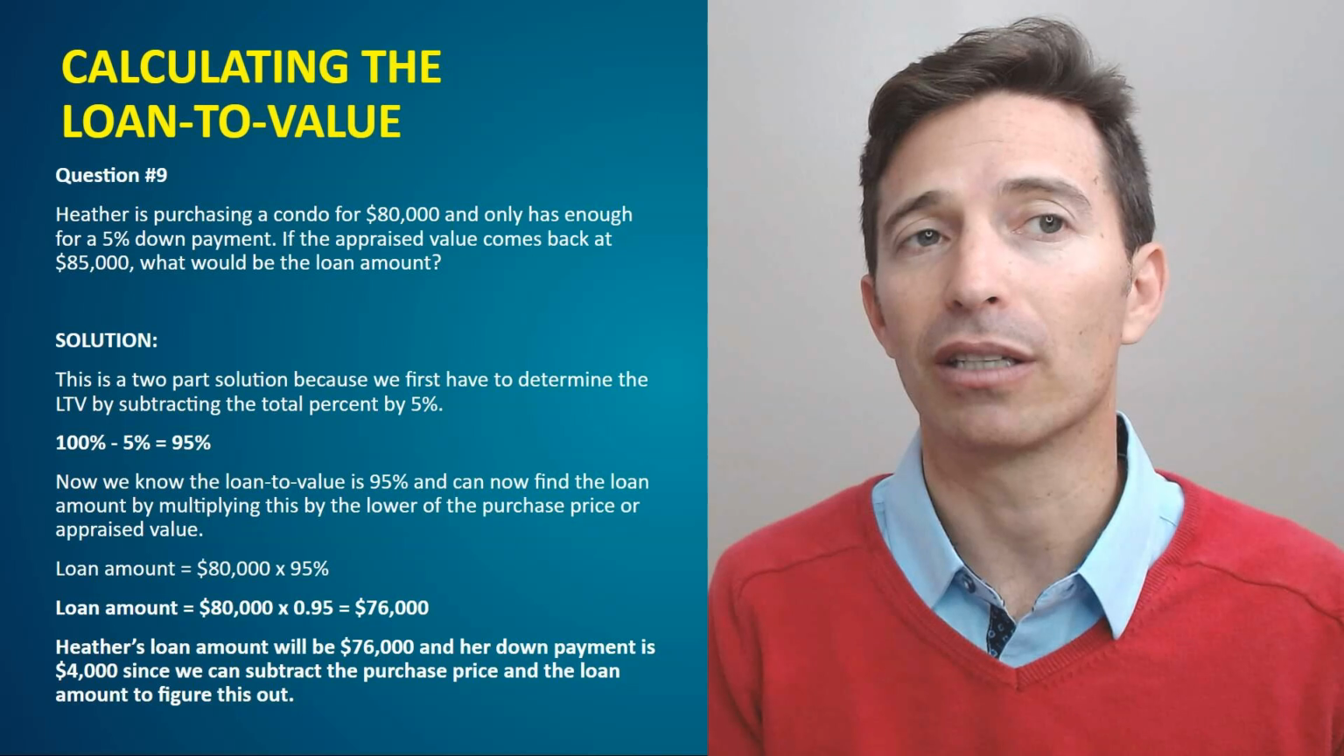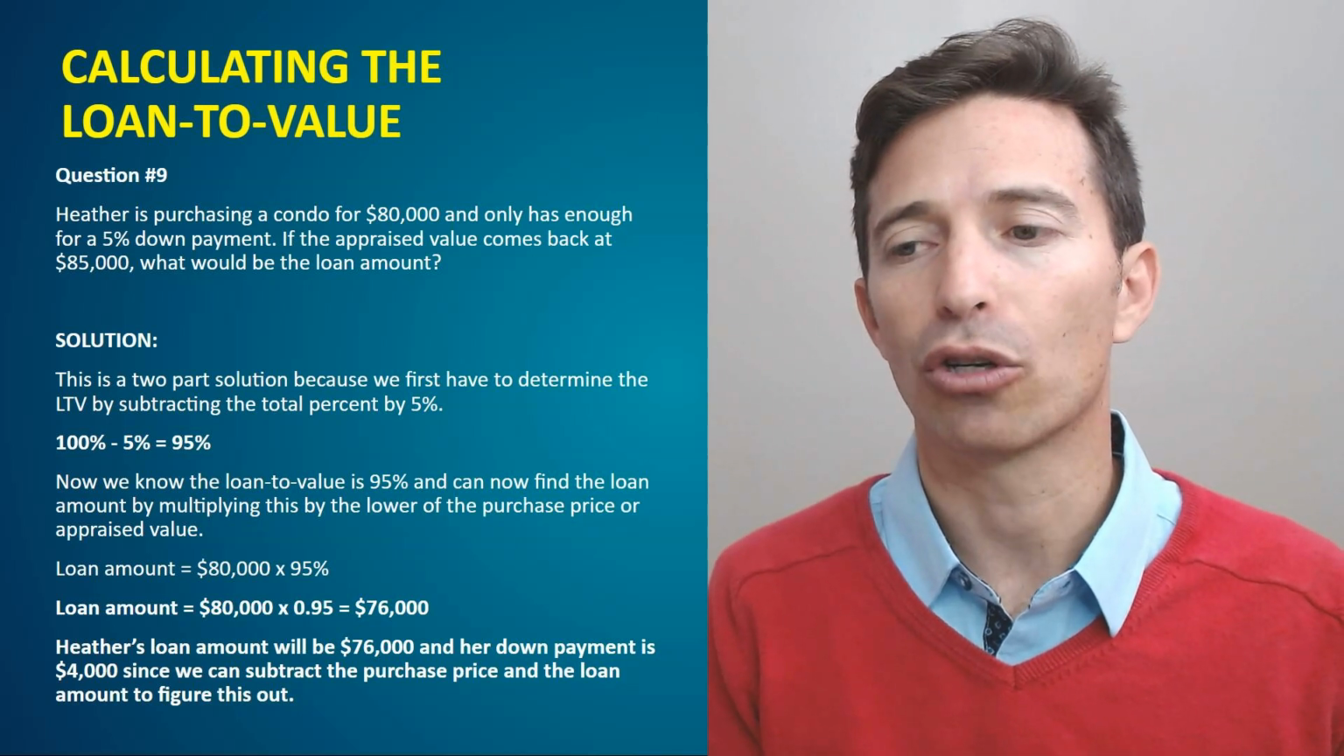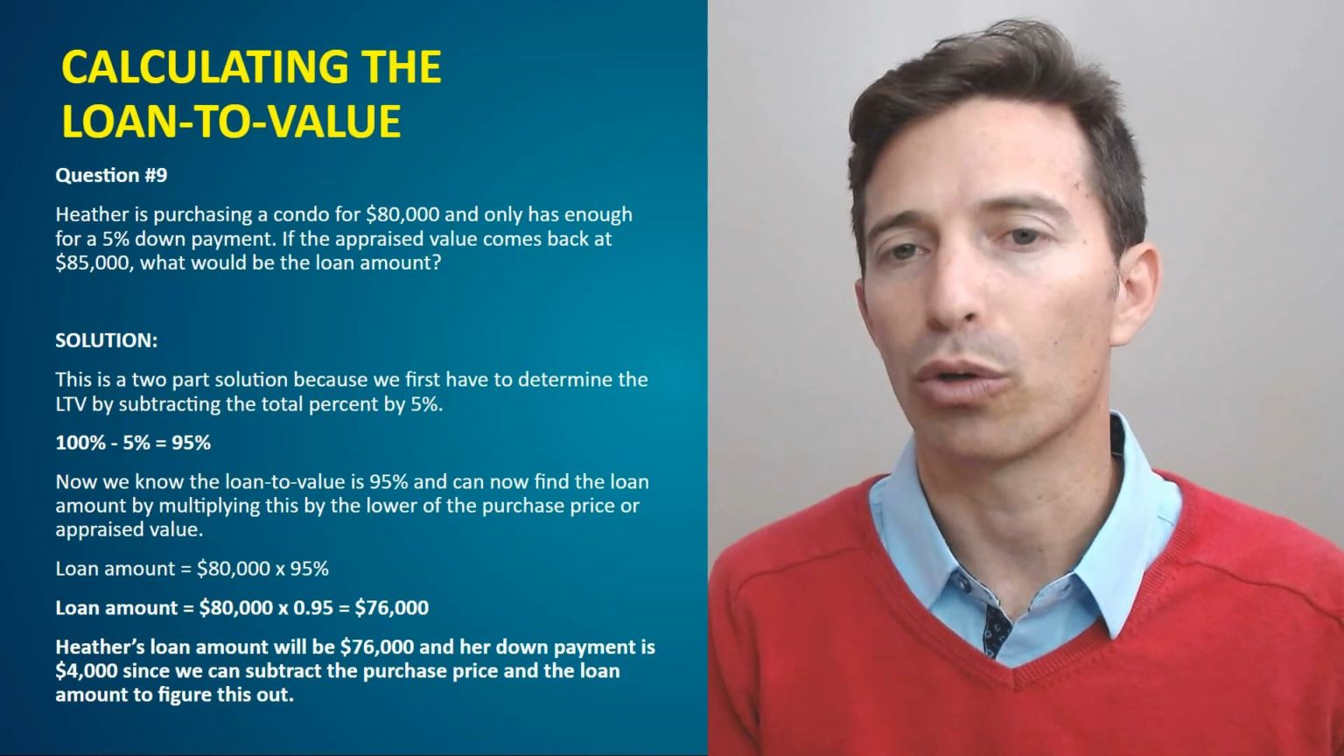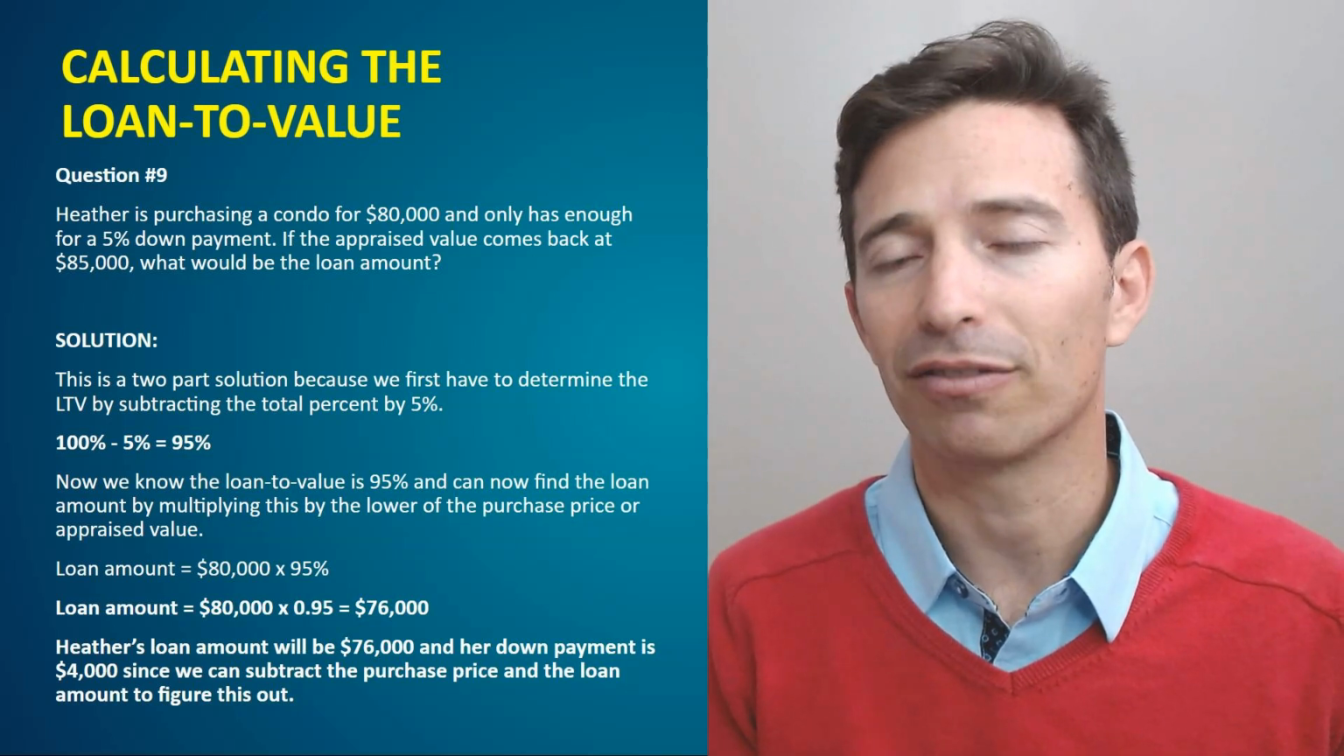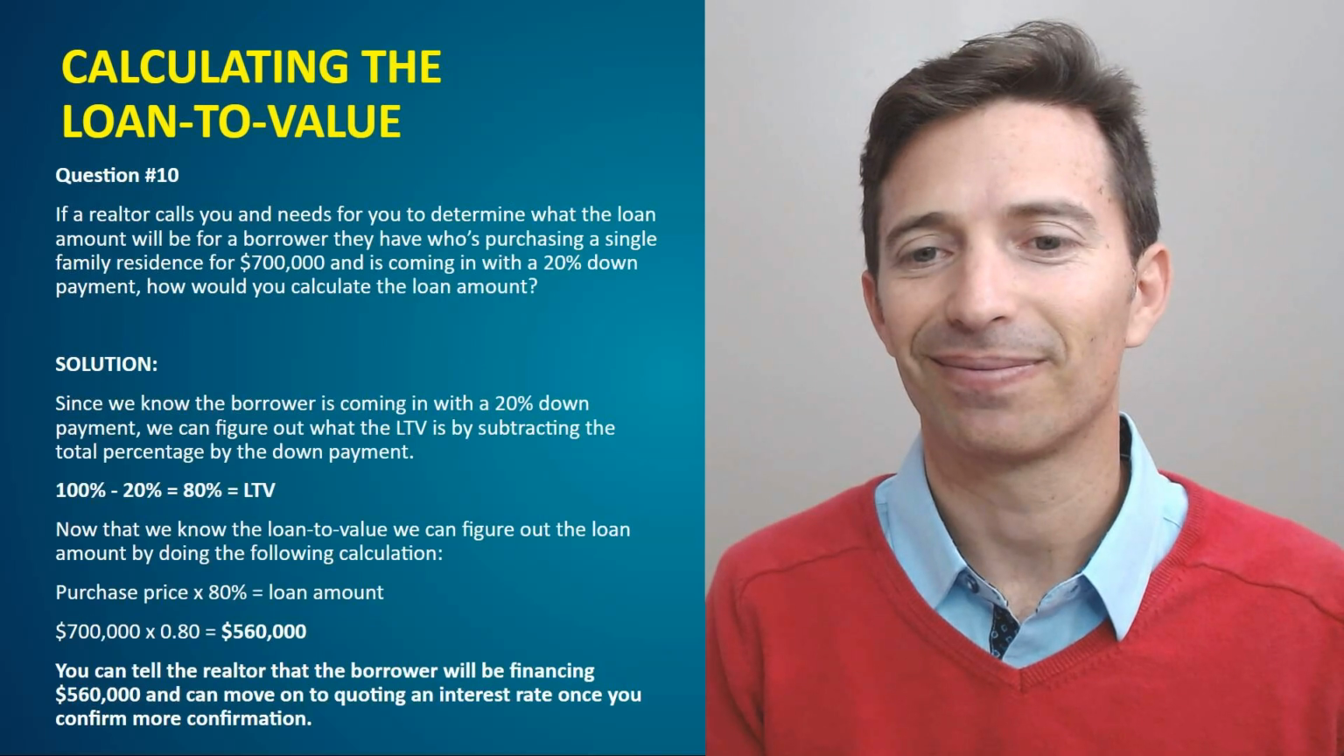So if she tells you, how much do I have to give you in terms of a down payment, you can tell her she has to come in with $4,000, which would be the equivalent to 5% of $80,000. Question number 10.